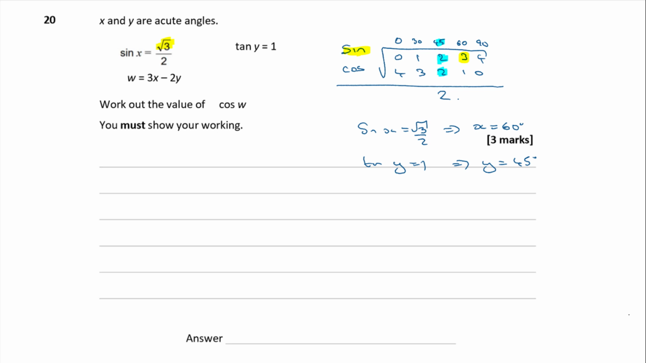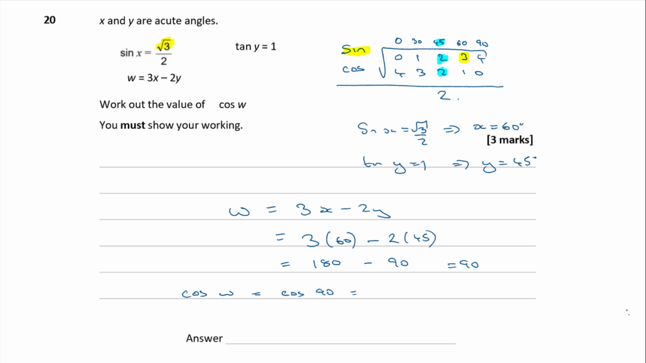Okay, so then w, which is 3x minus 2y, is going to be 3 lots of 60 minus 2 lots of 45. Which is 3 lots of 60 is 180, minus 2 lots of 45, which is 90. That's equal to 90. Okay, so if w is 90, then what's the cos of w? Cos w equals the cos of 90, and that's going to be what? Is cosine 90 equal to 0? It's root 0 over 2, which is just 0. So the answer is big fat 0.